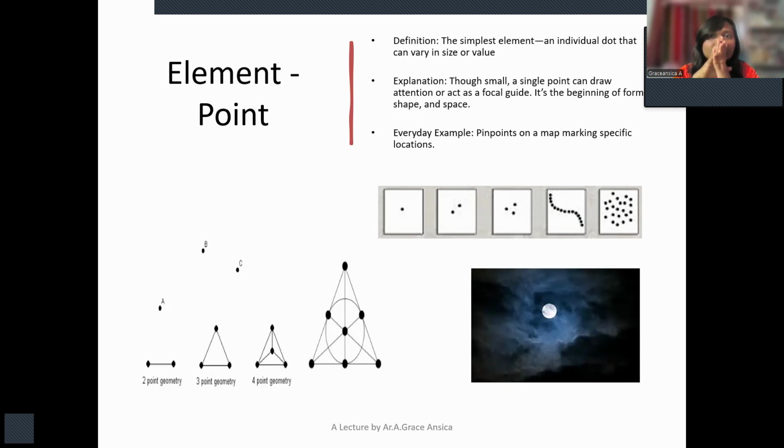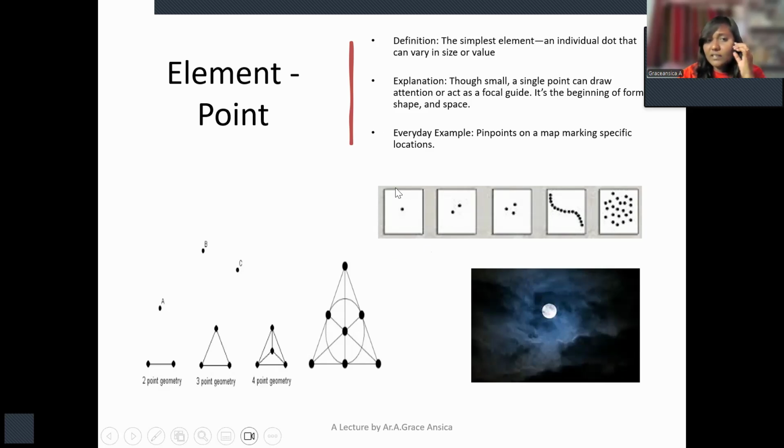Now it is dimensionless, it can vary in size and value. When I say value, it is the lightness or darkness of the dot. And it can act like a focal point. Now let's say I'm going to put one dot over here. You can see this example.